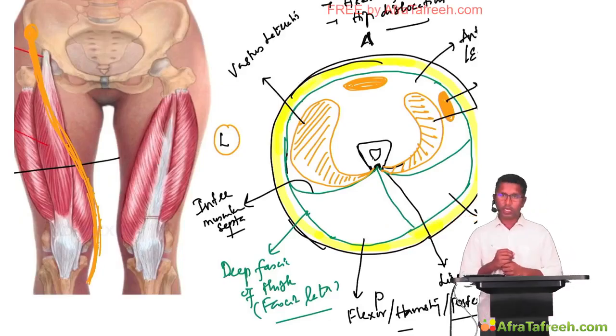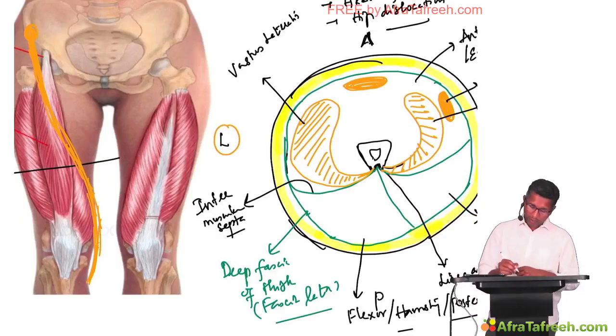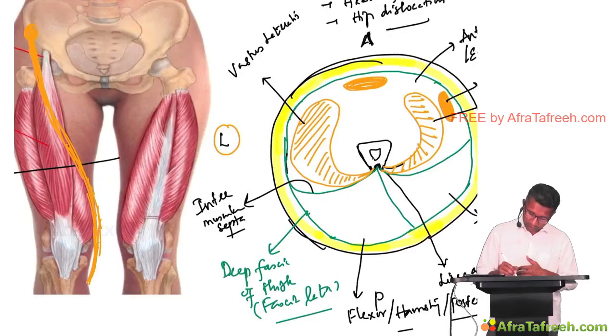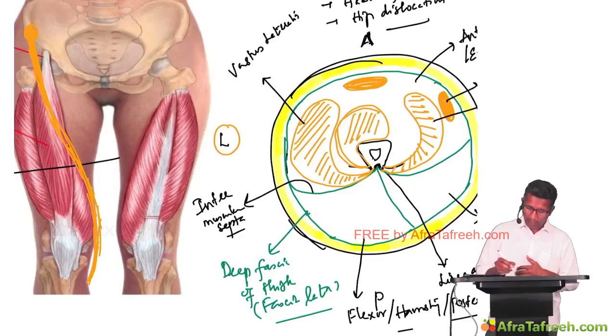There is a muscle which arises from the anterior and lateral surface of the femur. The muscle which arises from the anterior and lateral surface of the femur is nothing but the vastus intermedius muscle. So this is vastus intermedius muscle.